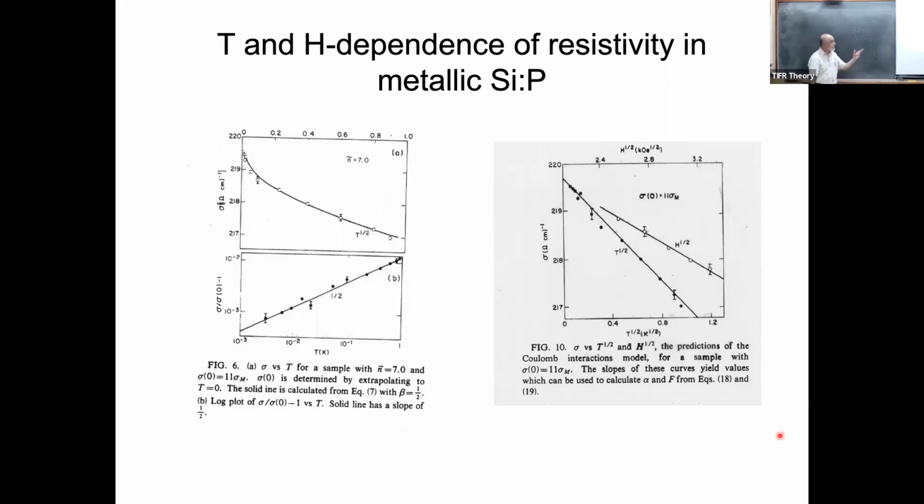And this is a sample which is characterized by 11 times the Bhatt minimum metallic conductivity. So it's a pretty good conductor. It's nowhere near a bad conductor. The mean free path is pretty good. Okay.